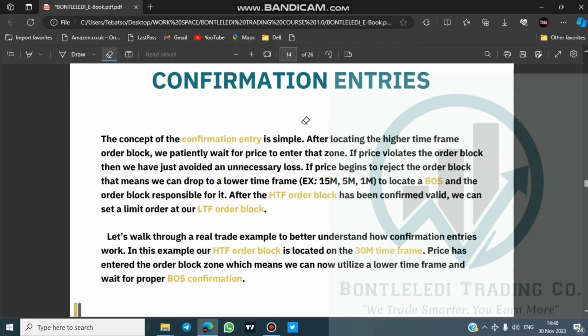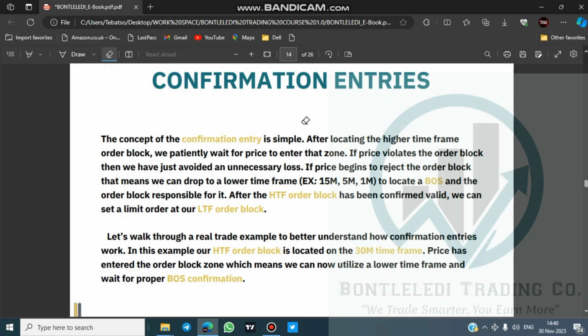Okay, let's walk through a real trade example to better understand how confirmation entries work. In this example, our higher time frame order block is located on the 30 minute time frame. Price has entered the order block zone, which means we can now utilize a lower time frame and wait for a proper break of structure confirmation.